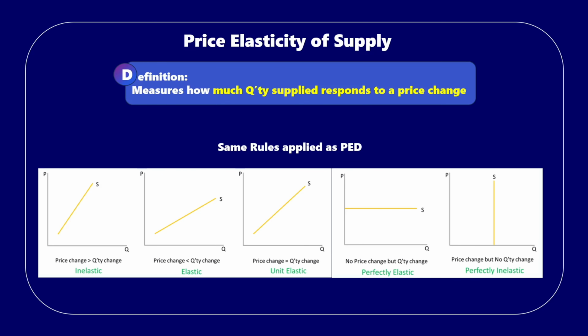If a small price change leads to a big change in quantity supplied, supply is elastic. If price and quantity change by the same percentage, that's unit elastic. A horizontal supply curve means perfectly elastic, and a vertical supply curve means perfectly inelastic. To summarize, the main idea is elasticity depends on how responsive producers are, not on whether supply slopes up or down.